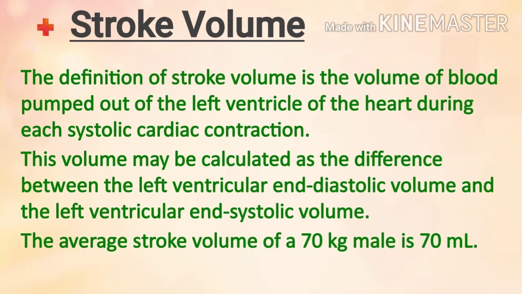Now let's talk about the stroke volume. The definition of stroke volume is the volume of blood pumped out of the left ventricle of the heart during each systolic cardiac contraction. This volume may be calculated as the difference between the left ventricular end diastolic volume and the left ventricular end systolic volume. The average stroke volume of a 70 kg male is 70 ml.